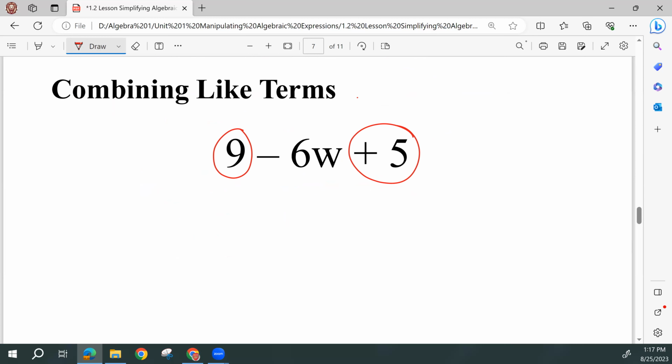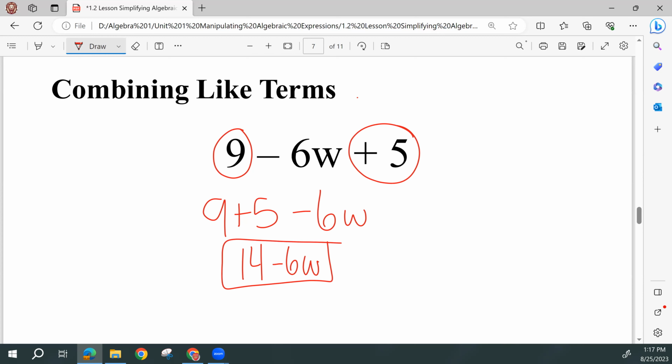And this 6w is the only variable term that I have, so it's just going to stay the way it is. I can do 9 + 5, and I'll bring down my -6w because it doesn't have any partners in this expression. 9 + 5 is 14, -6w. That's as much as I can do. We can't combine 14 and -6w because they are not like terms. One of them is a constant, and the other one is a variable term with the letter w.